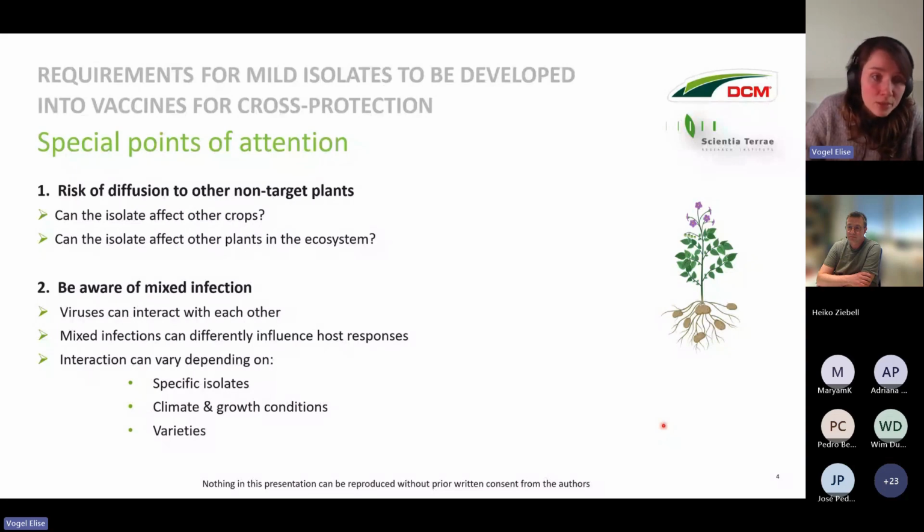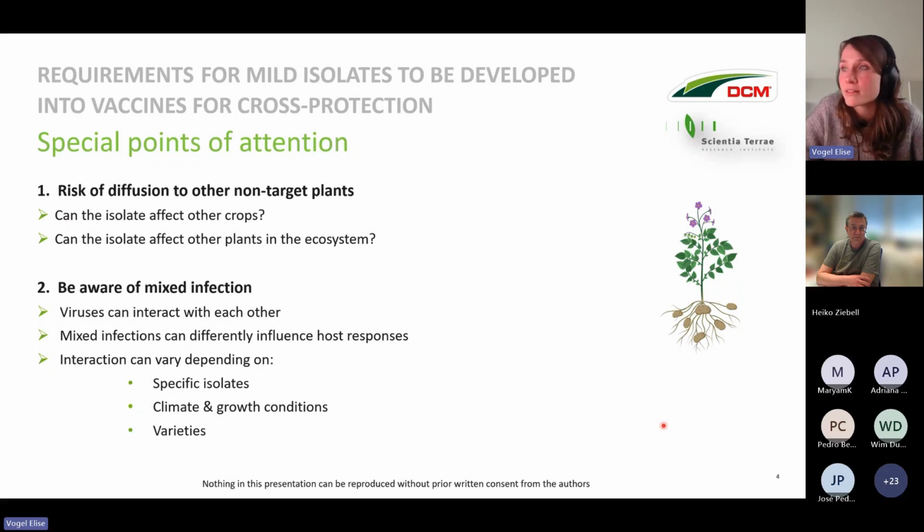Similarly to other plants in the ecosystem, weeds, for example, can act as host virus reservoirs for a lot of different viruses. So even if you applied a mild isolate strategy a couple of years ago, it can be that the weeds are still retaining it. If you plant another crop and there is a risk for that crop to become infected, and it turns out that there is a danger, that is, of course, a big problem.